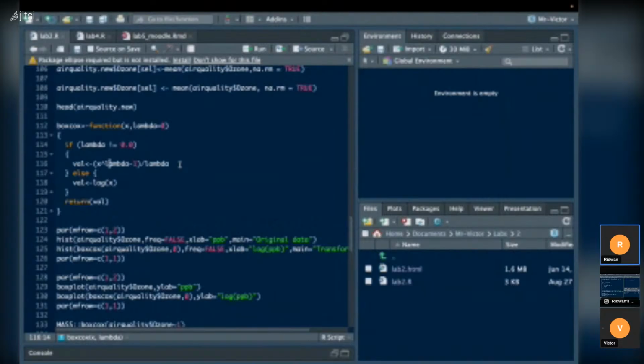I don't get it too. This is a formula that you're looking at. Okay. It's based on this particular formula. This is a condition. So this is a function we are creating. This function has two arguments, x and lambda. X is your vector type, while lambda is a parameter. This is the formula of Box-Cox.